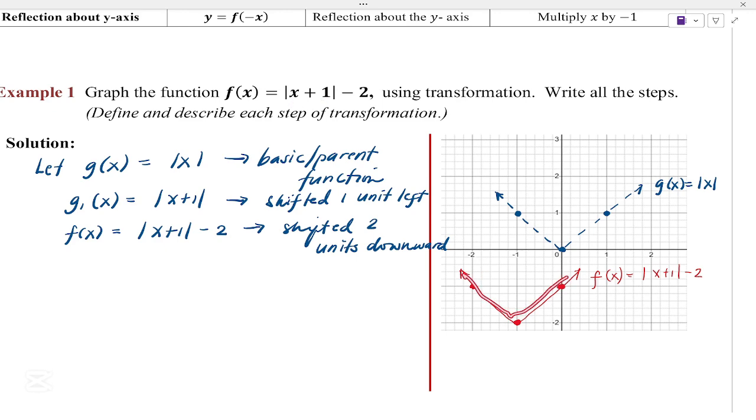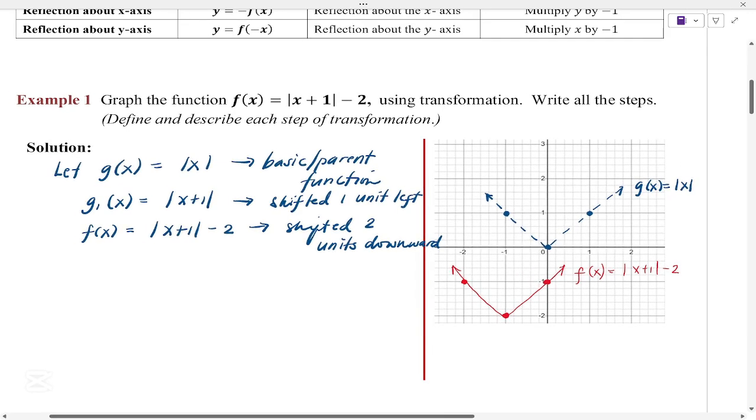So let us try that. From the same point, if I shift this 2 units downward and then 1 unit to the left, you will see that it points to the same point. And this point, 2 units downward and 1 unit to the left, and another point, 2 units downward and 1 unit to the left. Meaning, the order of the horizontal shift and vertical shift doesn't matter. It will not change the graph of the function. So that is the solution for this example 1.